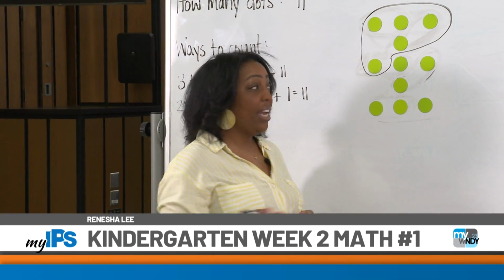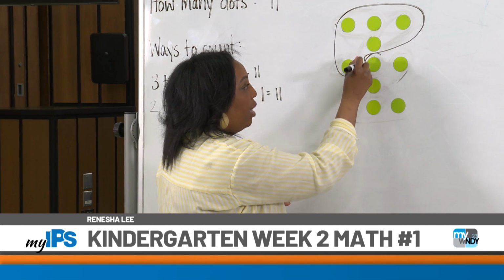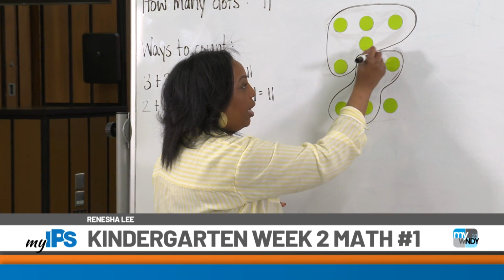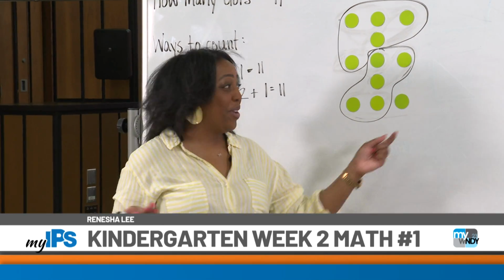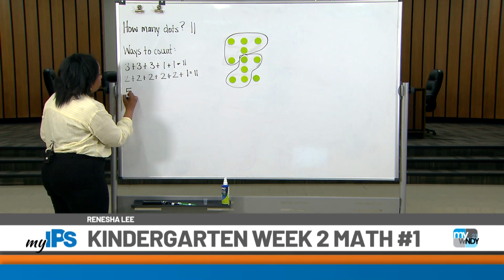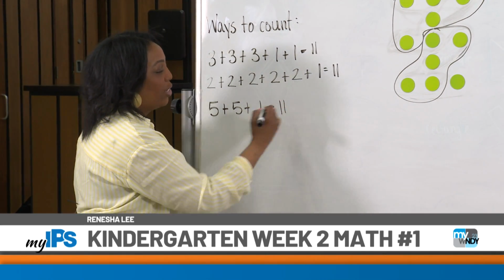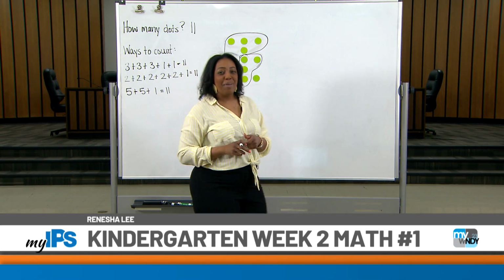I'm going to see if I can get another 5. 1, 2, 3, 4, 5. There's another one. And I still have that odd dot out, so we have one more. So the other way you can count those are 5 plus 5 plus 1. And that also equals 11. Stay tuned for part 3.